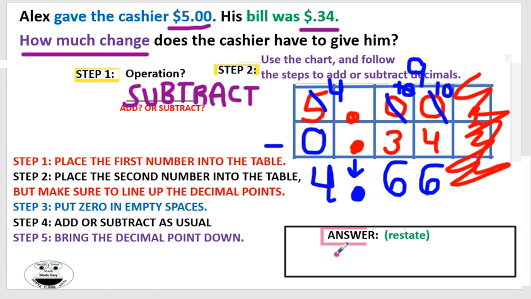So for our answer, we're going to restate: the cashier has to give him $4.66 back. And of course, in order to see if this is correct, we can add $4.66 and 34 cents and make sure that we get $5, because we want to make sure we're getting the right change back.